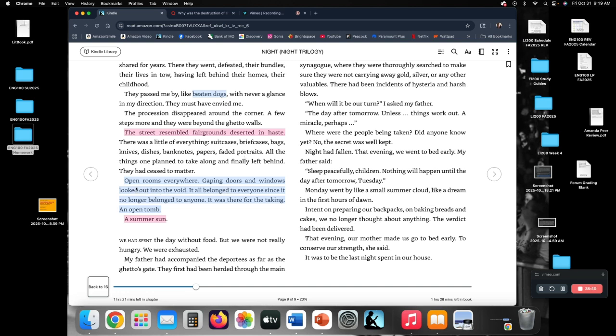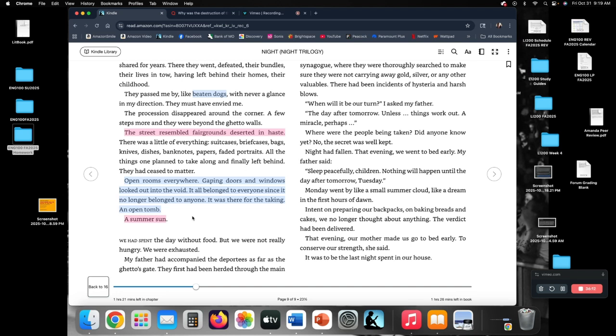Then here's the other imagery, open rooms everywhere. Gaping doors and windows looked out into the void. It all belonged to everyone since it no longer belonged to anyone. It was there for the taking, an open tomb. Death imagery, obviously foreshadowing of what's coming. And a summer sun. Again with the contrast, this is horrible compared to a summer sun. Summer sun conveys beauty, warmth. Summer is something beautiful for most people, so the contrast is just particularly challenging, right?